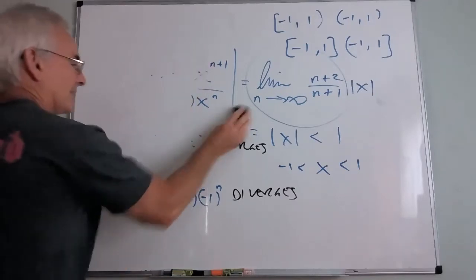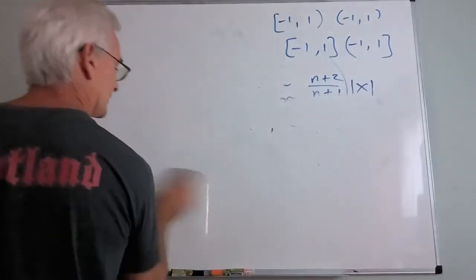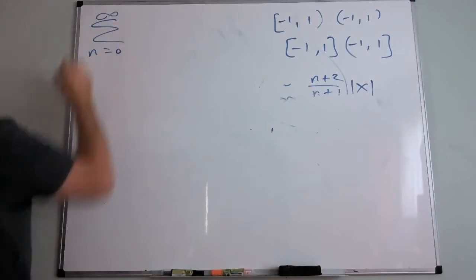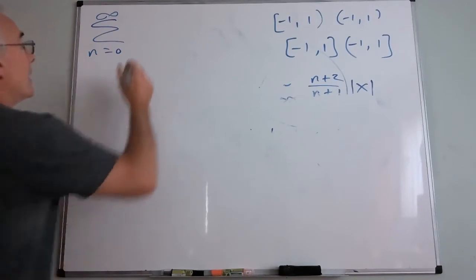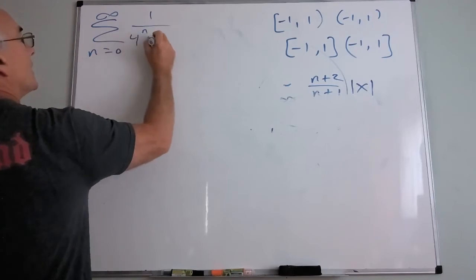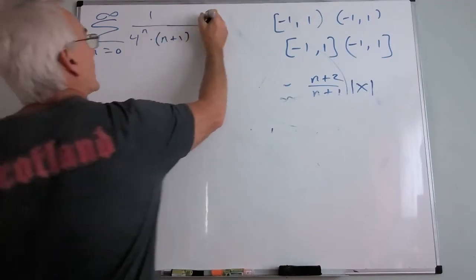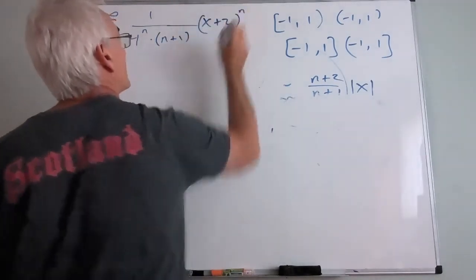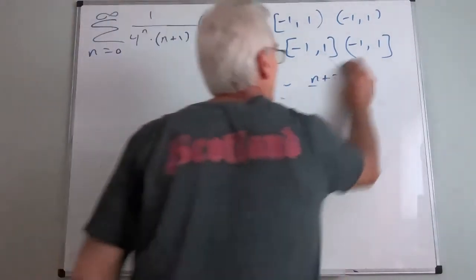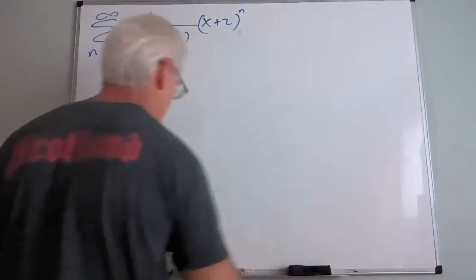All right, somebody wants to do a conditionally convergent one. Let's do a simple one. Let's suppose we have 1 over 4 to the n times n plus 1, and over here we have x plus 2 to the nth power. This is not complicated in any way. This is about as generic as it gets, but we can't jump the gun. We can't go right to the final answer because we'd maybe be missing some pieces.